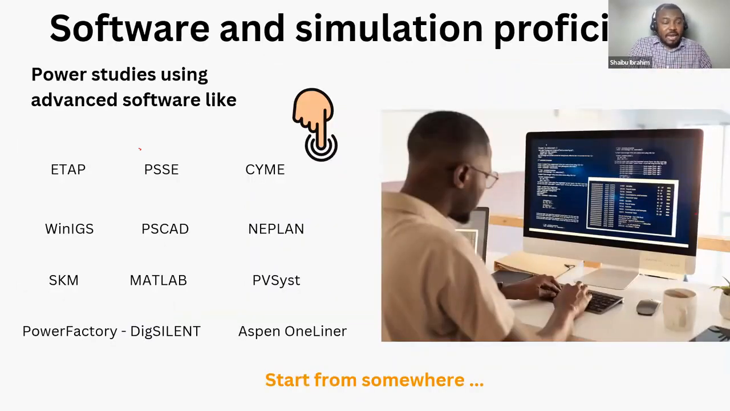Okay, another skill you want to think about as an engineer is to look at software and simulation proficiency. Every designing is largely influenced by the studies that we do, so they are really interdependent. If you think about designing something, let's say you are selecting a particular cable size, usually you have to study this based on where the cable will be installed.